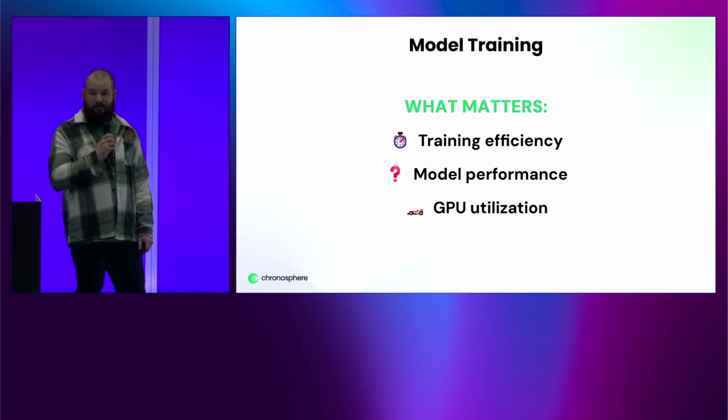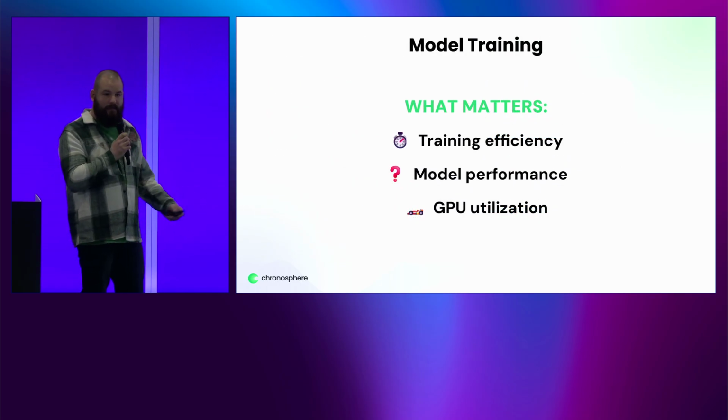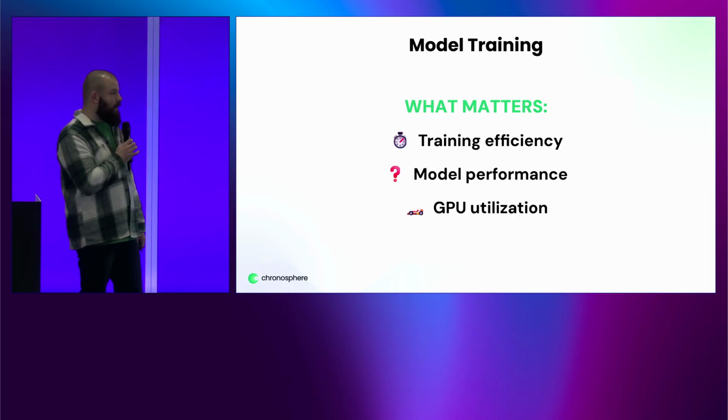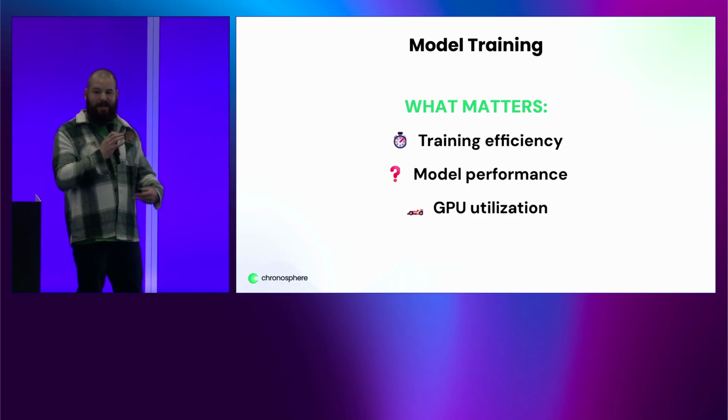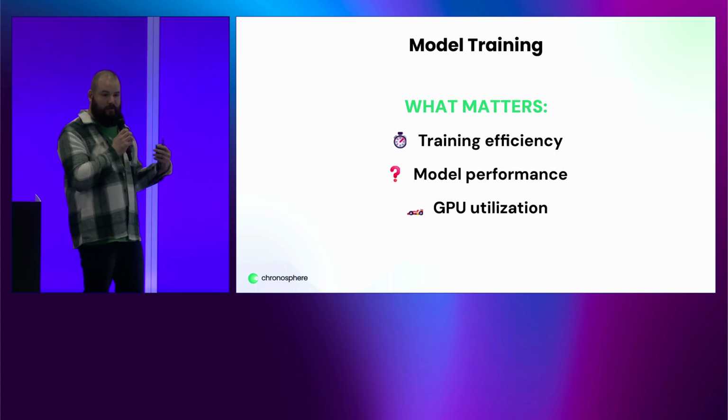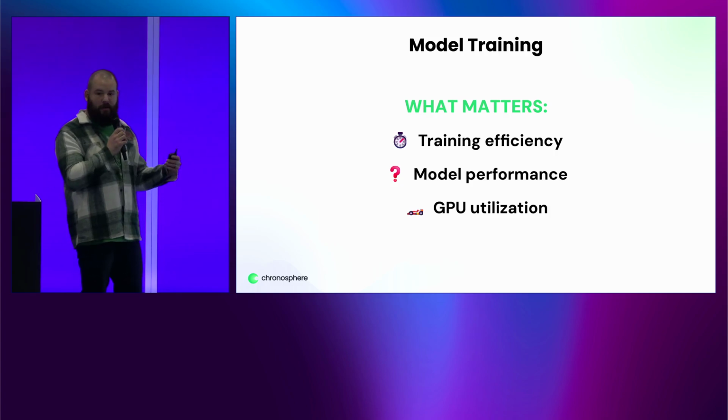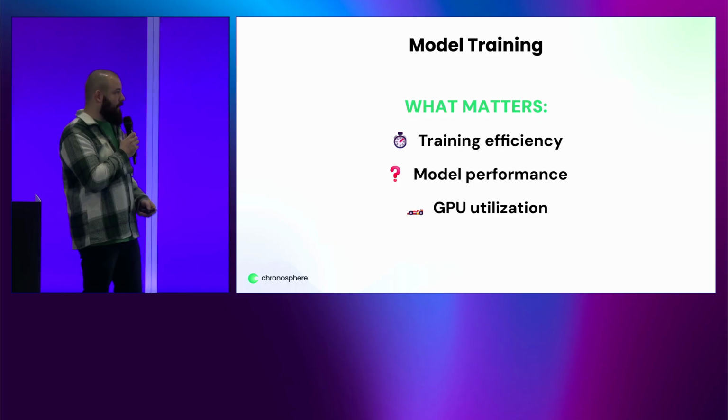We're going to dive into our first use case, which is model training. Everything in this use case also applies if you're doing fine-tuning. But what really matters here is training efficiency, model performance as far as the end result. The model is the product of the training. And then GPU utilization. These resources are extremely costly, so it's critical you're actually getting the right utilization from your investment.